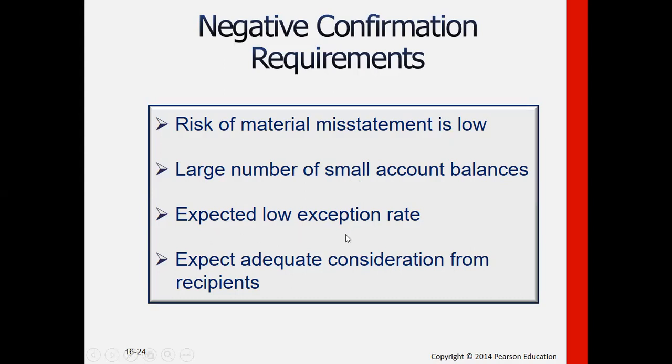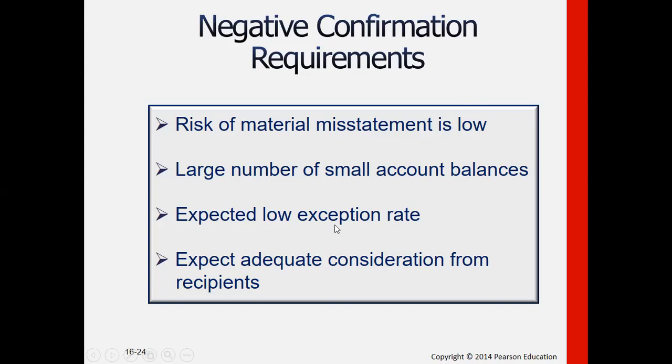Expected low exception rate. So in a population, it's possible really that there will be deviations on our estimates. For example, if we do sampling, it's possible really that what we actually obtain are not actual representatives of the population.